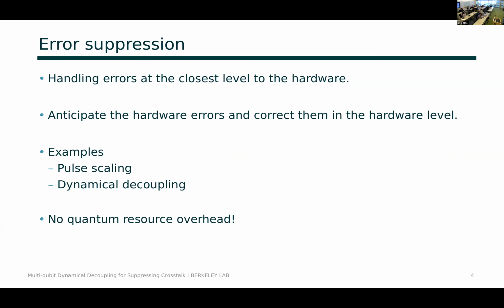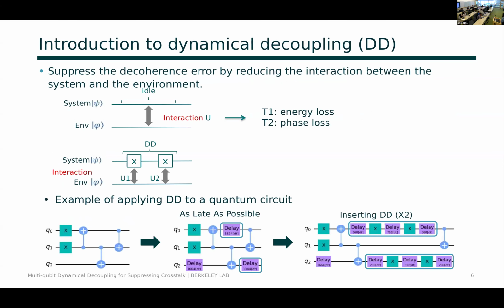On the other hand, we have error suppression, which tries to handle errors at the level closest to the hardware. We try to anticipate what the hardware errors are, and then correct them at the hardware level. Some examples are pulse scaling or dynamical decoupling. The benefit of error suppression is that it does not need quantum resource overhead. And the focus is dynamical decoupling. First, let me briefly introduce the concept.